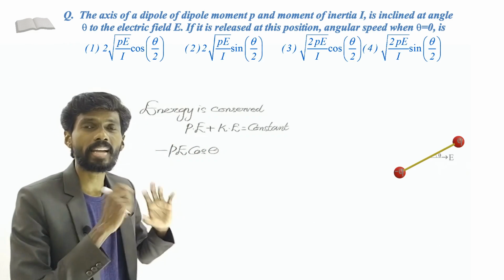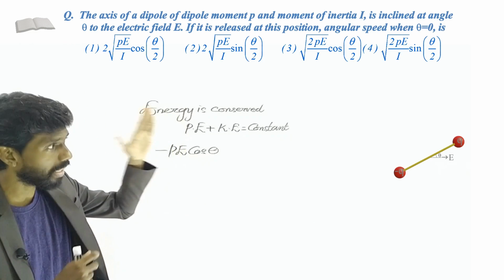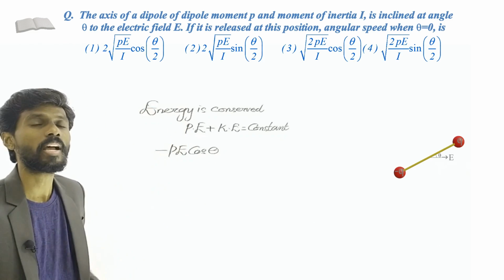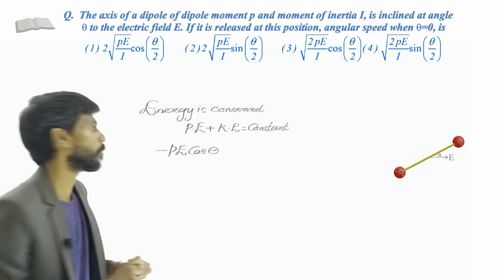Okay. Now what is the kinetic energy? Kinetic energy is 0, right? It is released from this position. So that means the kinetic energy at that point is 0.